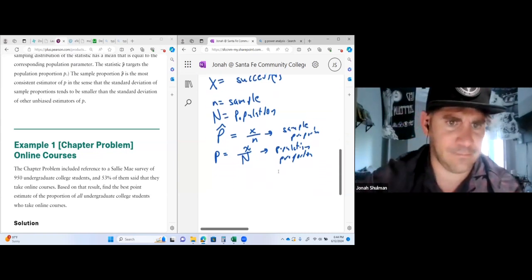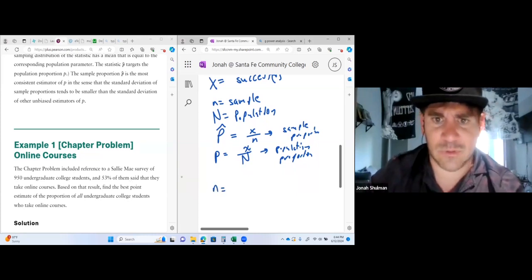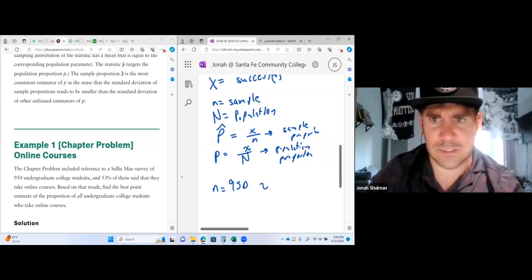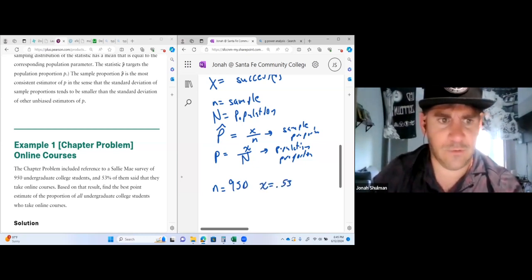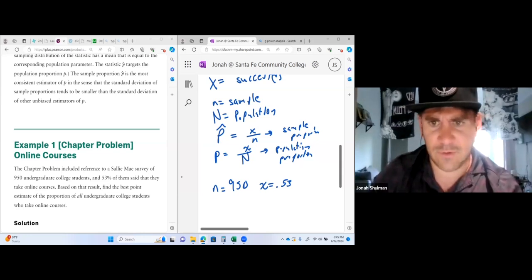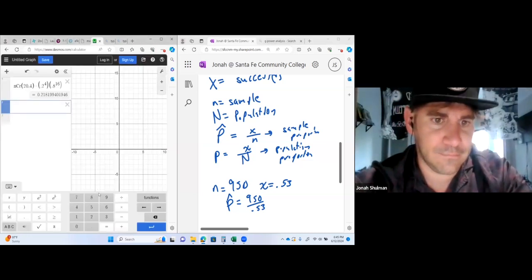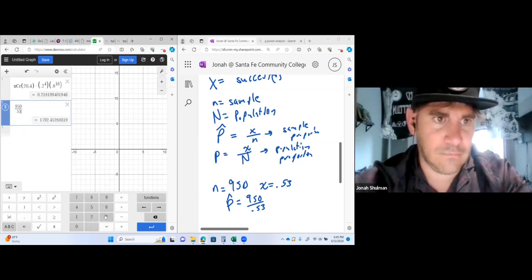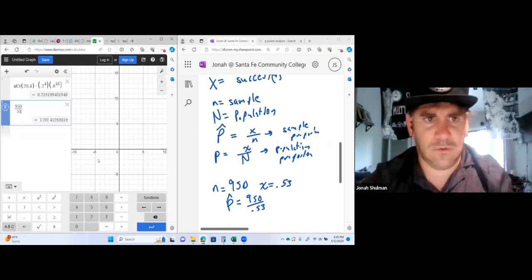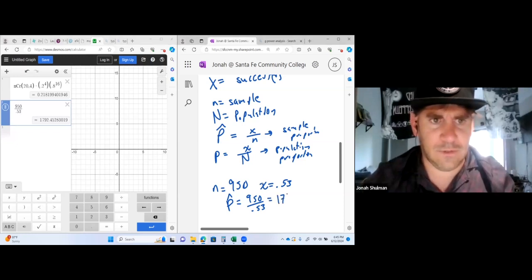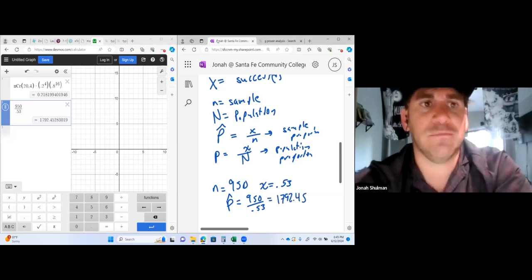So our sample is what? The 950 students. X is the success, is what we want. So what's our success? In this case, it's going to be 0.53 or 53%. And all I have to do is take p and take the 950 and divide it by the 0.53. This should give me what I want. All right, so this gave us 1,792.45. This does not seem right. So let's look at it.